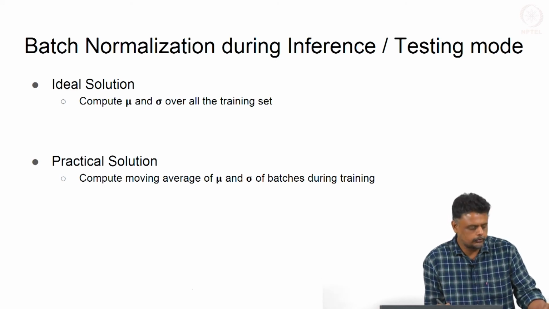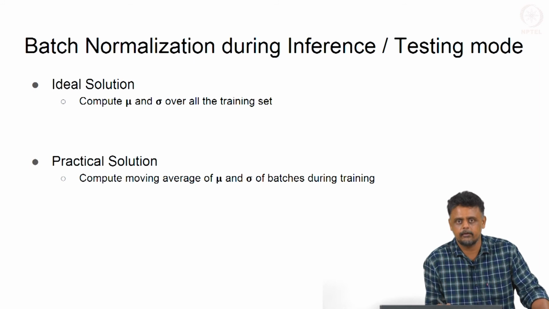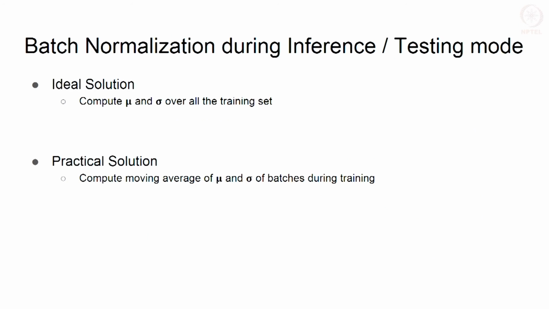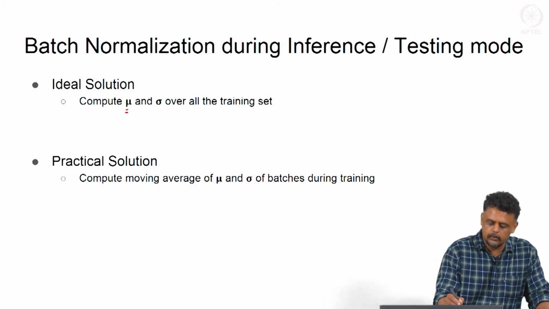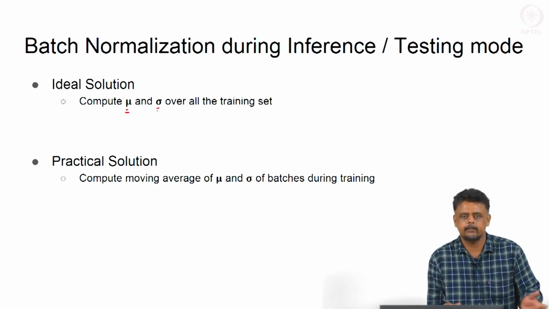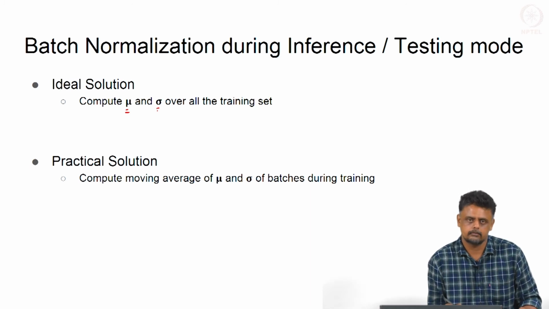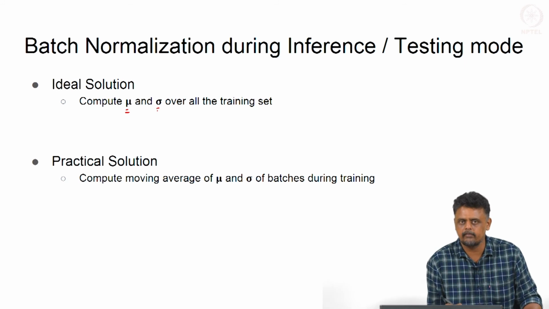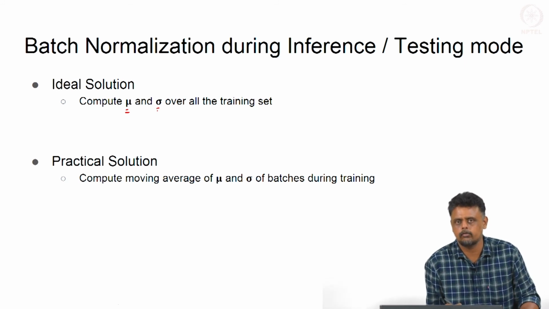For testing and inference you would still have to calculate this mu and sigma, right. You have the gamma and beta, but you still have to calculate the mu and sigma. What you can do is compute mu and sigma over the entire training set for every layer and every neuron. That is possible, and you have already converged on the appropriate values of gamma and beta for every layer and for every neuron.